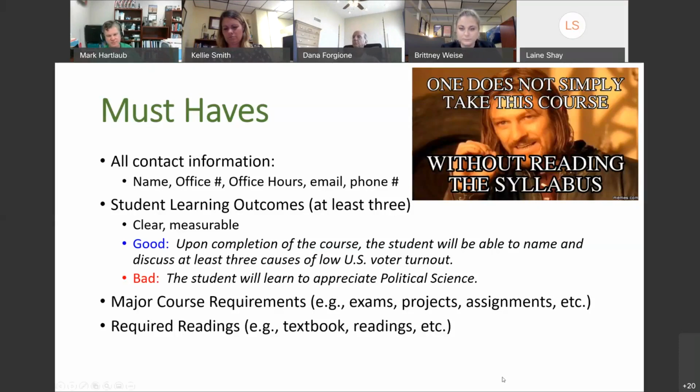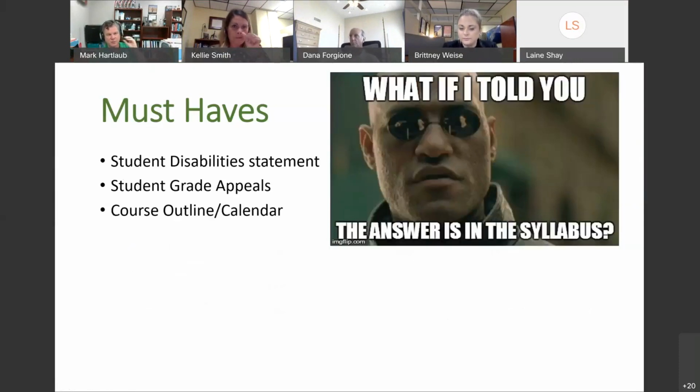Okay, so those are things in must-haves. I'm continuing, right? So those are the ones: contact information, student learning outcomes, major course requirements, required reading. All right, some other ones. You must have these 3 things. You must have a student disability statement. Again, you can get that from your administrative associate or from your department chair.